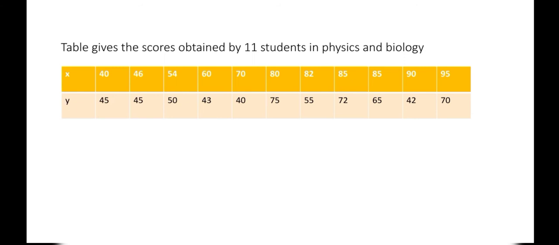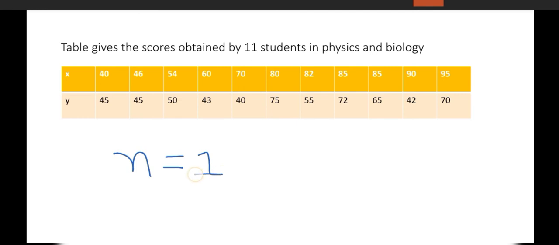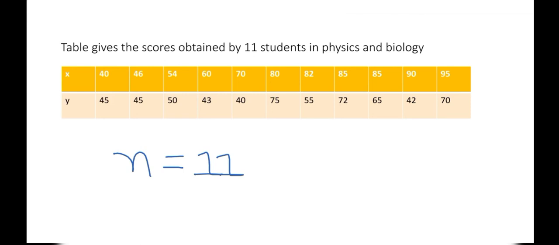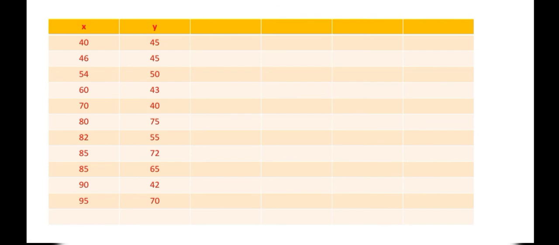Let's solve next example. Table gives the scores obtained by 11 students in physics and biology. So these are the values of x and y. Here you need to find out the rank correlation coefficient. As we can see here, we are having 11 values, which means our n will be equal to 11. Same way, the next step will be you need to make a table.